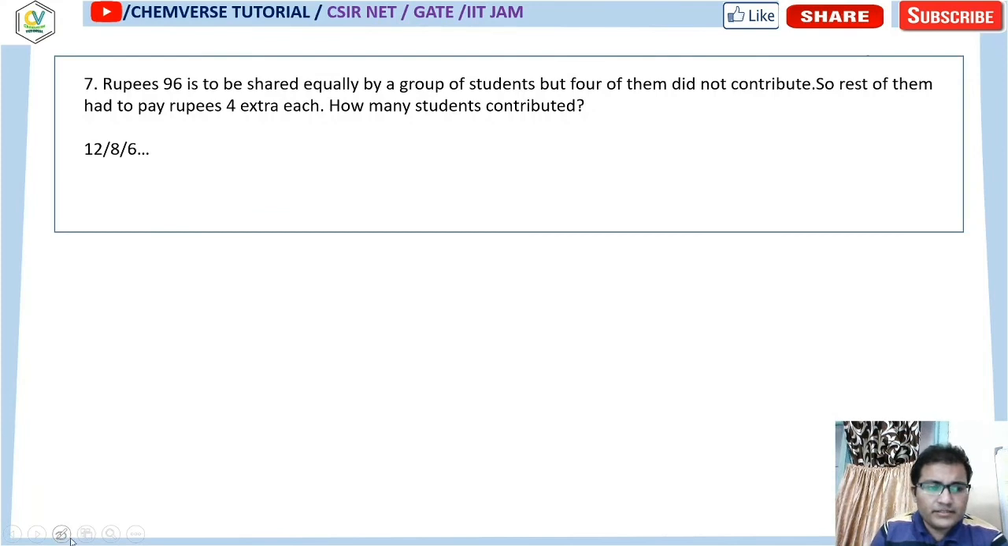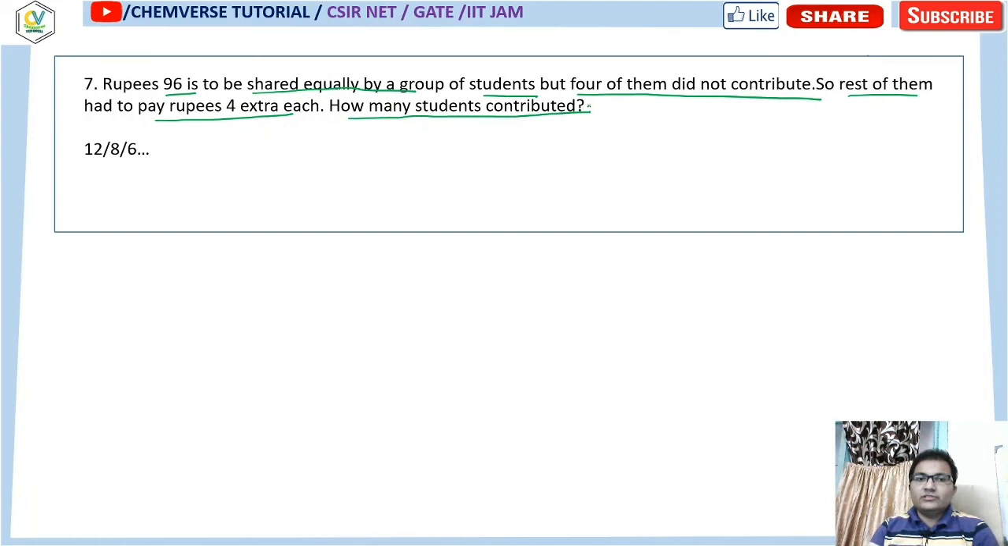And this is a very simple question. It says that rupees 96 is to be shared equally by a group of students, but 4 of them did not contribute. So the rest of them had to pay rupees 4 extra each, and the question is how many students contributed. So the main point is that 96 rupees has to be shared equally.